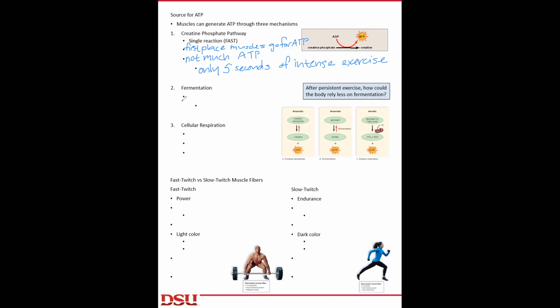Okay. The next pathway is fermentation. This is the second place muscles go. This is another one that is relatively fast acting, but again produces minimal ATP.